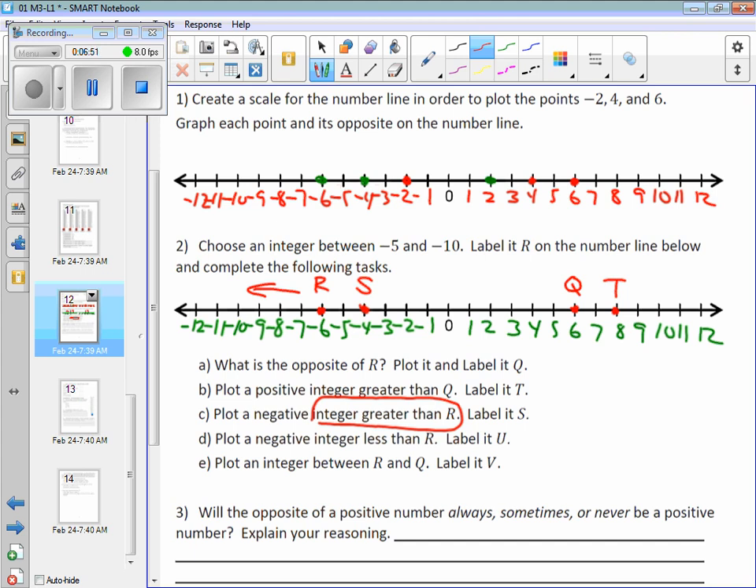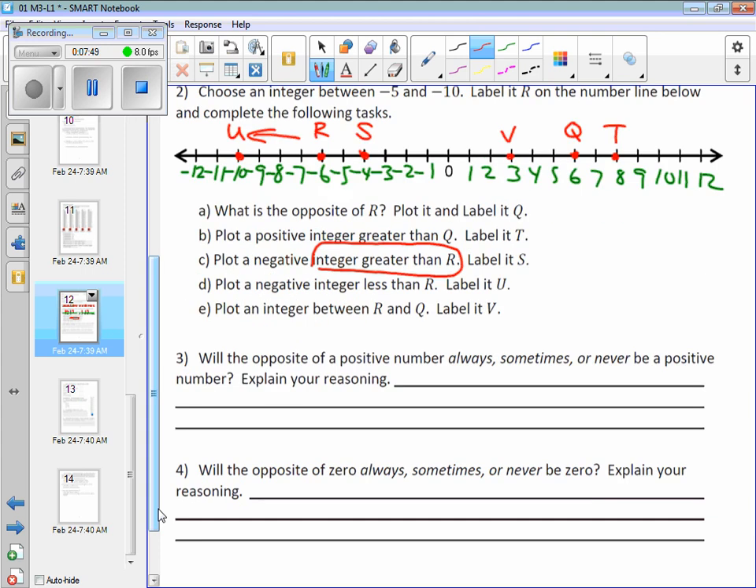Okay, now your negative integer less than R, what was it? Okay, you went to negative 10 and made that U. And then finally, you had to pick something between R and Q. What'd you pick? That'll work. And that's V. I have a question for you guys that did this. It doesn't matter, I think, I could be wrong, what you started out with. Did you wind up with U, R, S, V, Q, T? I think the letters all work out that way, right? The only thing that might be a little bit different is the V. I think the V could be somewhere in this area if I'm not mistaken. But U, R, S, V, Q, T should kind of be in that sequence.